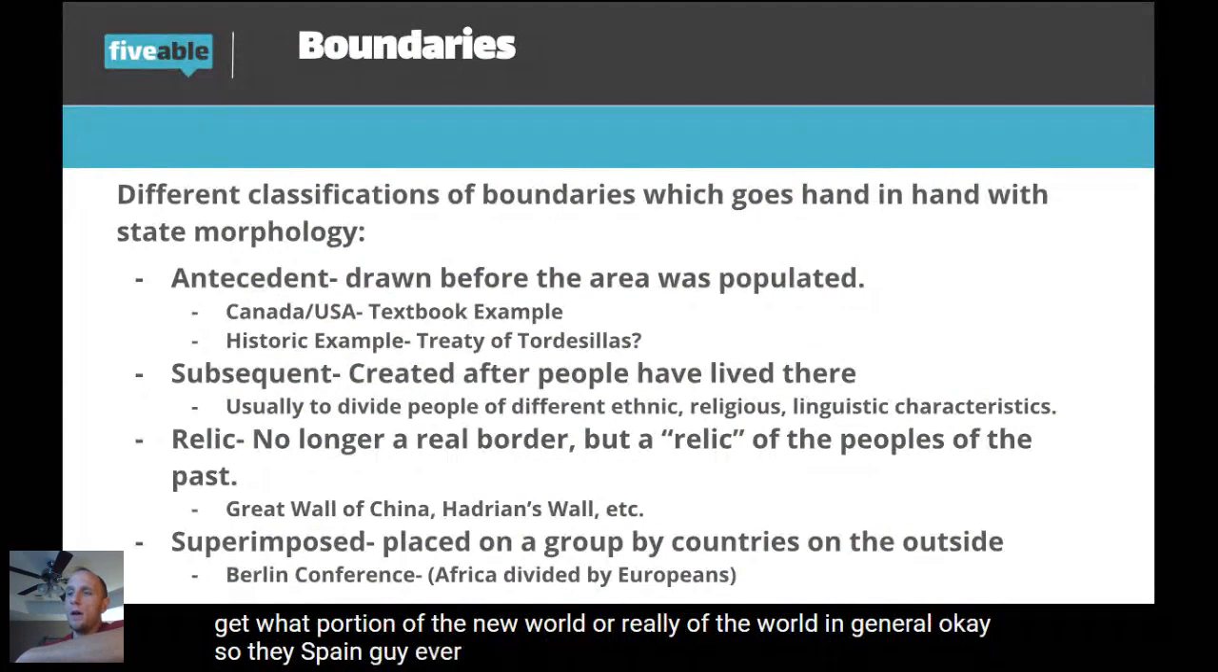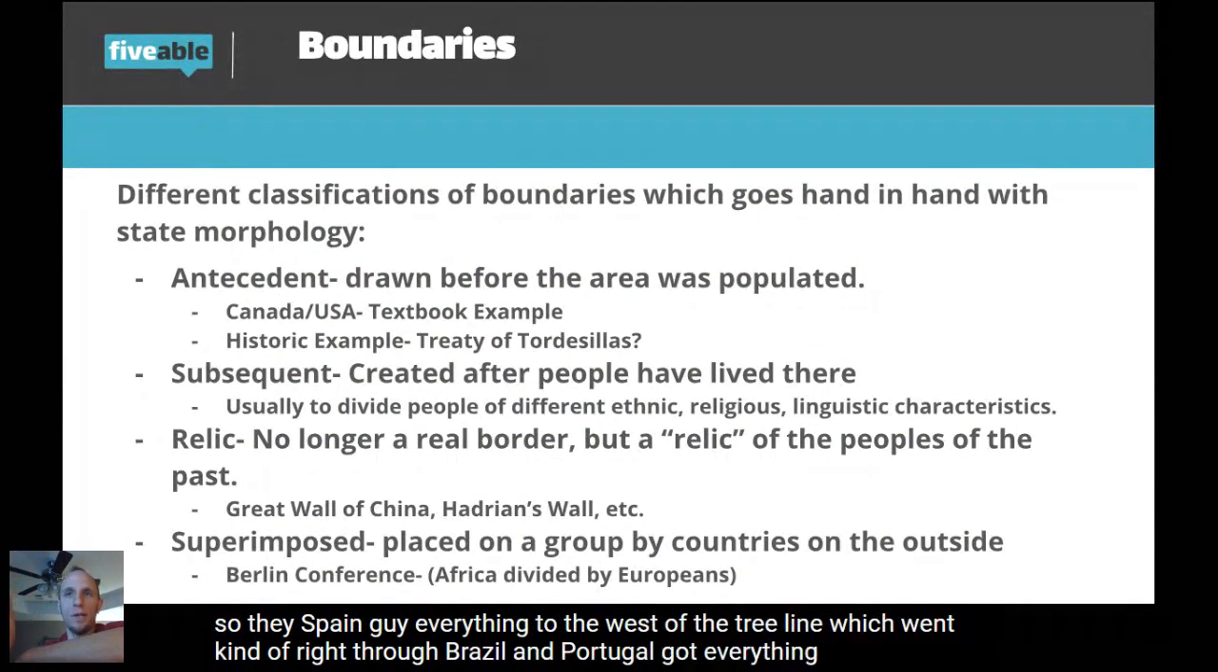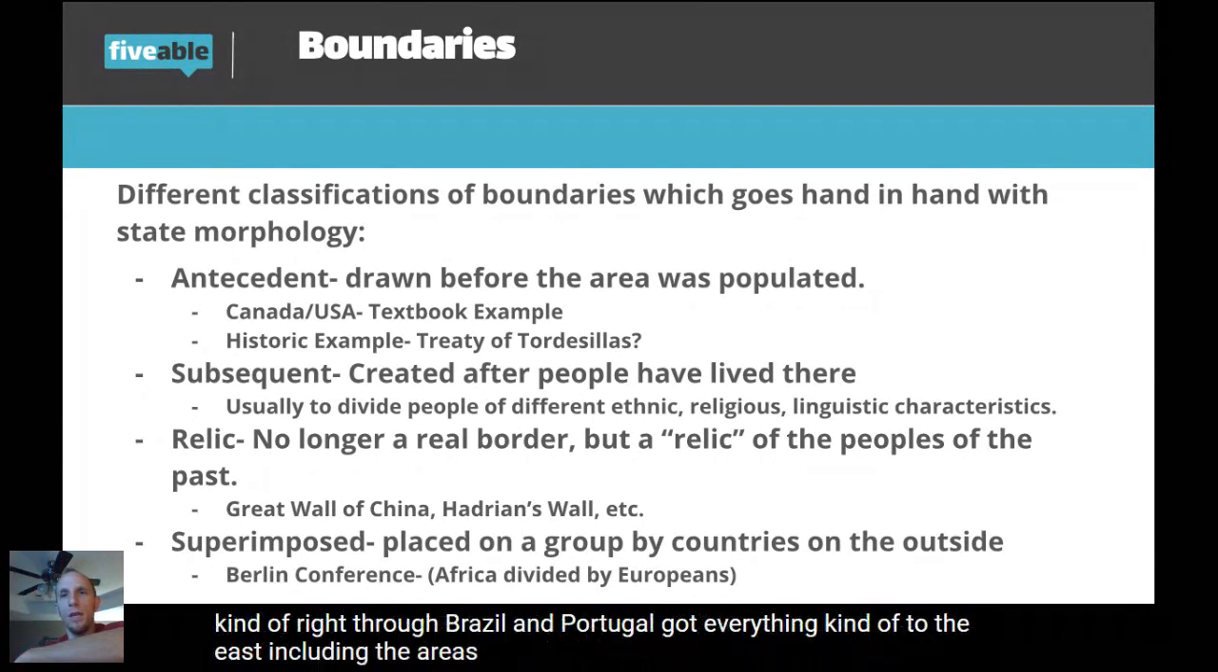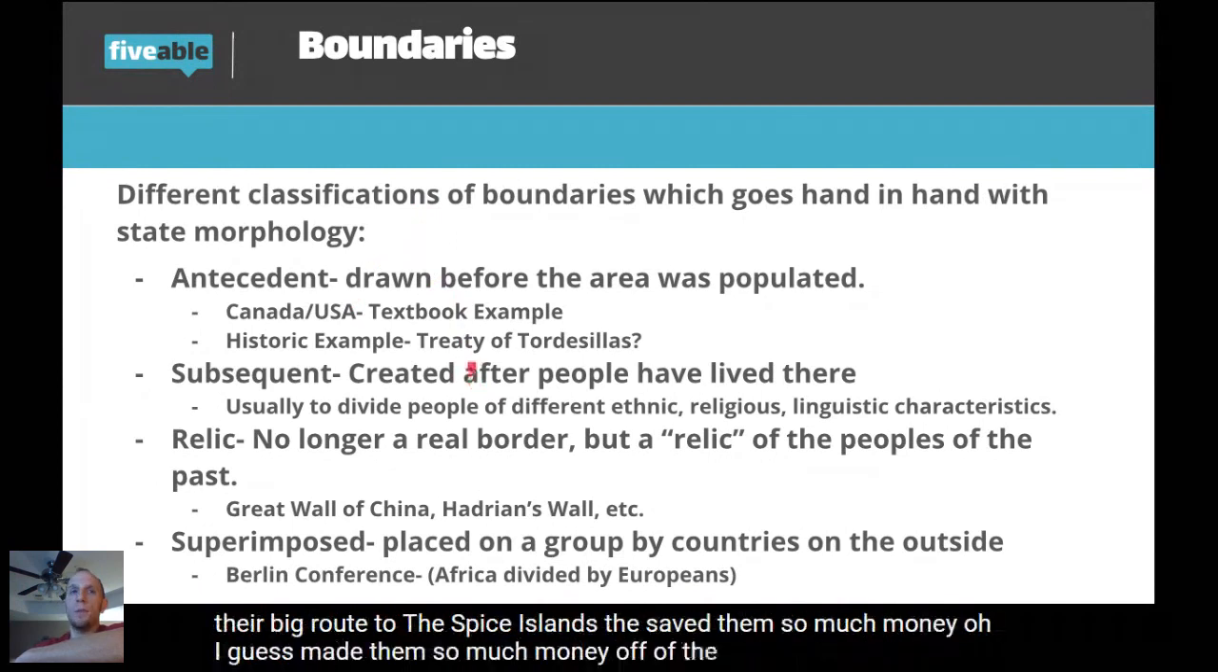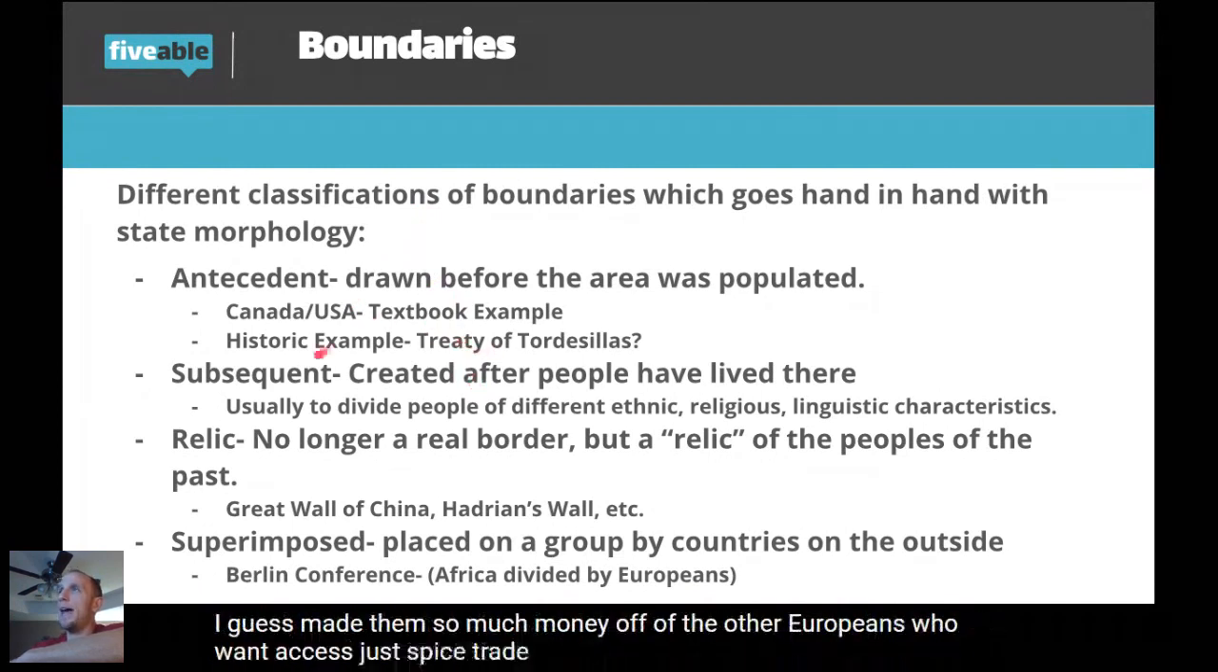Okay, so Spain got everything to the west of the treaty line, which went kind of right through Brazil, and Portugal got everything kind of to the east, including the areas along the African coast, which was their big route to the Spice Islands that made them so much money off of the other Europeans who wanted access to the spice trade.